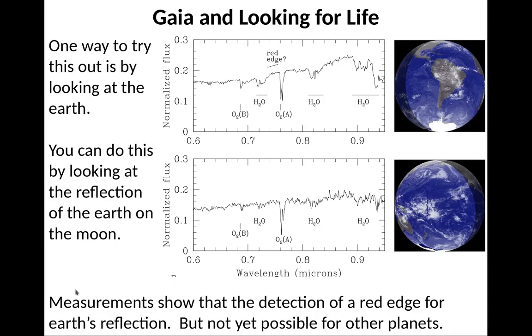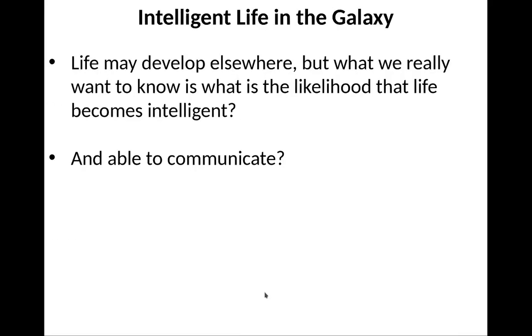That's a real good test of it, right? So the measurements show you that you can detect the red edge for planet Earth at least, right? So there's a red edge right there. But it's not yet possible for other planets outside our solar system.